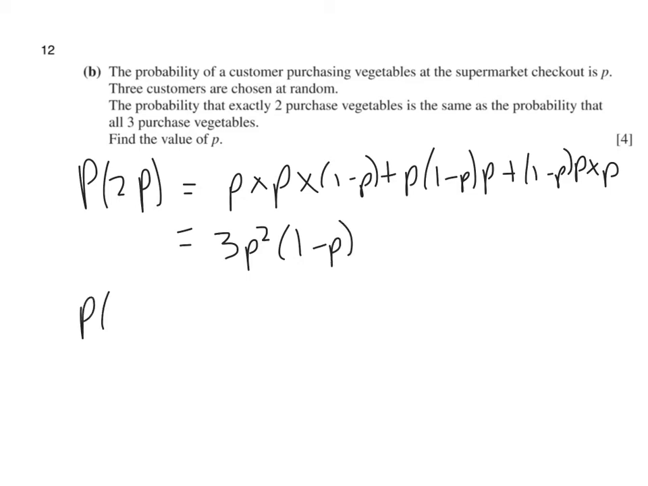How many ways are there for 3 people to purchase? Well, there's only the first person purchases, the second person purchases, and the third person purchases. Or in other words, p cubed. And in this question, it says the probability that exactly 2 purchase vegetables is the same as the probability that all 3 purchase vegetables.